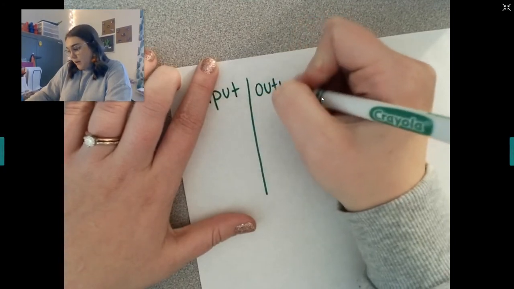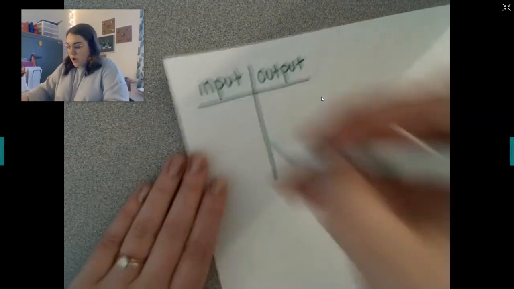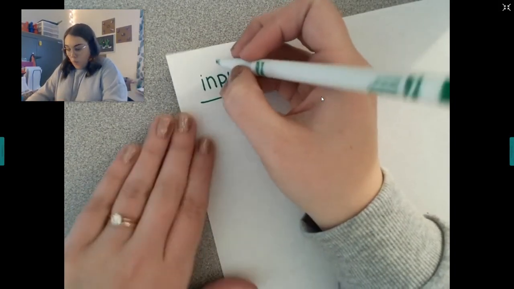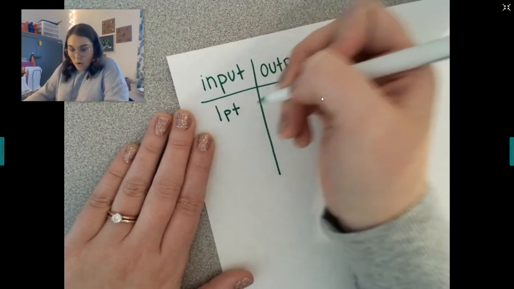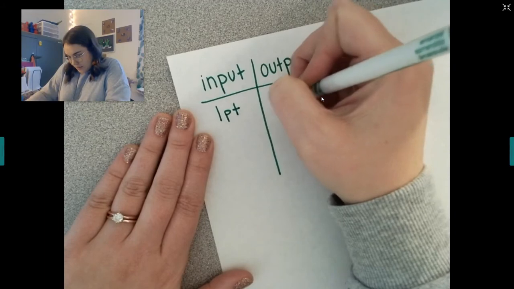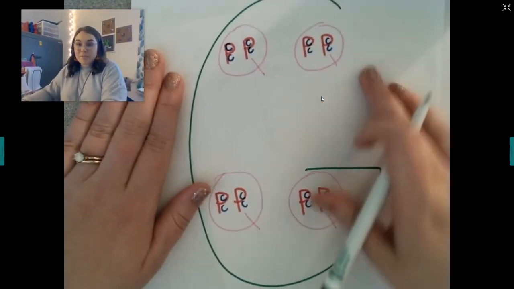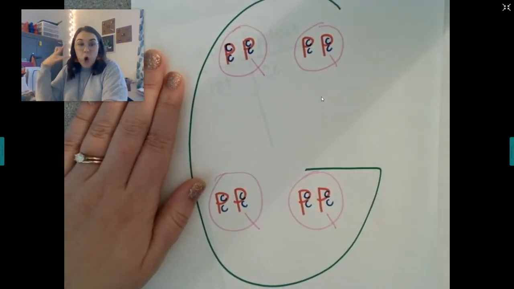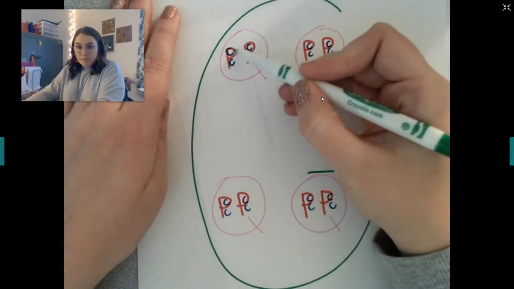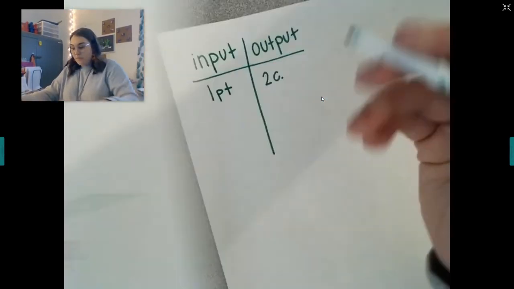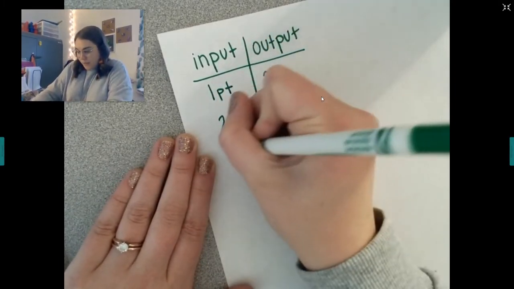So I want you to write input, output, and draw a line. So I first want you to write on there 1 pint, which you can say pint as PT. 1 pint is 2 cups. And we can see that by our gallon man. So if you can draw and remember this gallon man, it's going to be so easy for you. So if I have 1 pint, 1 pint is equal to 2 cups. What about 2 pints? What about 3 pints?